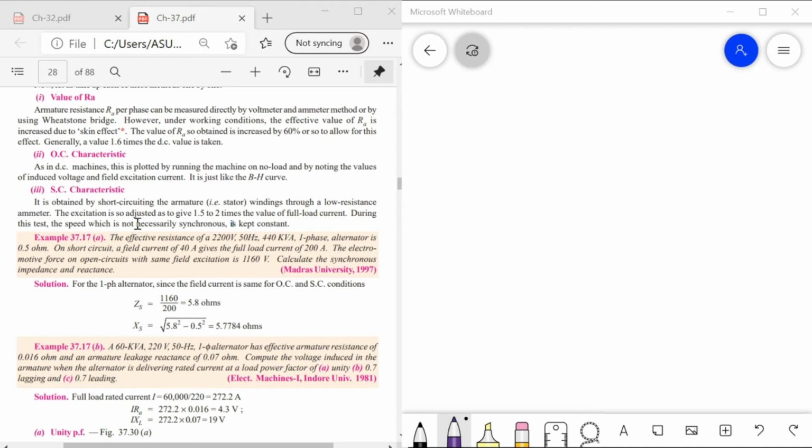SC characteristic, it is obtained by short-circuiting the armature, such that stator windings through a low resistance ammeter, the excitation is so adjusted to give 1.5 to 2 times the value of full load current. During this test, the speed, which is not necessarily synchronous, is kept constant.